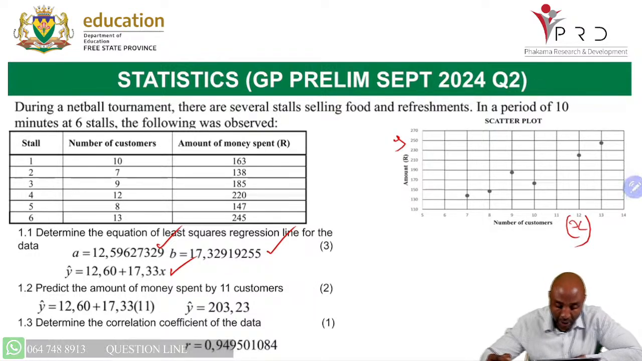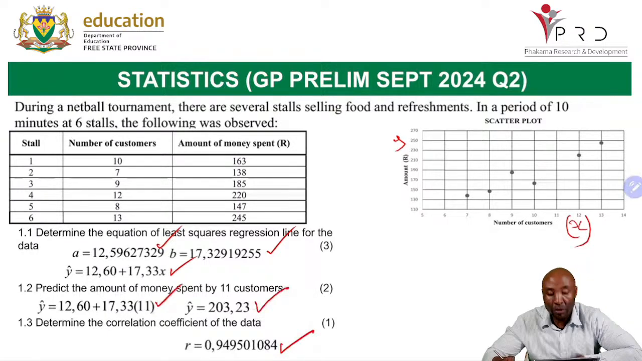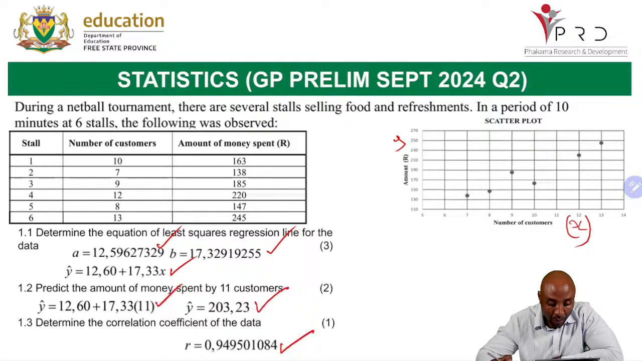We determine the correlation coefficient for the data. We get 0.95. Round off to 2 decimal places, it's 0.95. We get 1 mark for that, and a mark for substitution, and a mark for the answer. We move forward.